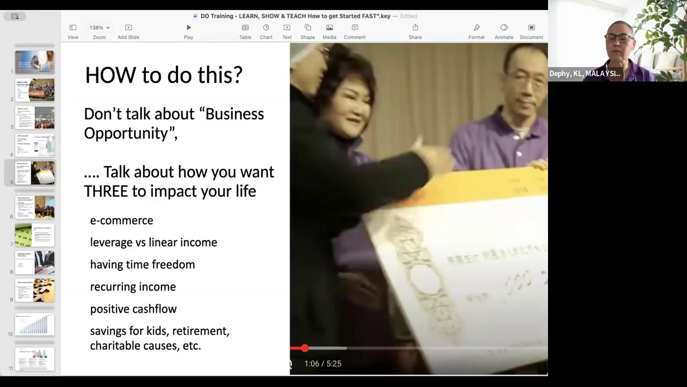Now, I put a few words here for those who love the business plan side of things. And I'm just putting words that perhaps would help you stir some interest, e-commerce, for example, or social e-commerce, as the words are now. Leverage versus linear income, just being able to talk about it generally, right? Everybody earns linear income, right? But how many times do we actually get a chance to talk leverage income? And I've had these conversations these last 2 weeks. I get ears. So I'm telling you that through talking about how I want Three to impact my life, I'm getting ears, right? I'm getting ears means people are listening, right? Then, or I talk about time freedom, depends, yeah? Or recurring income, positive cash flow, savings, and things like that, right?